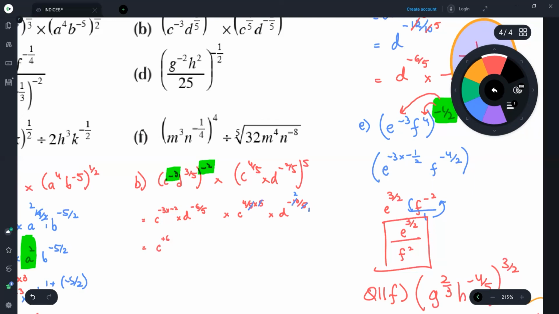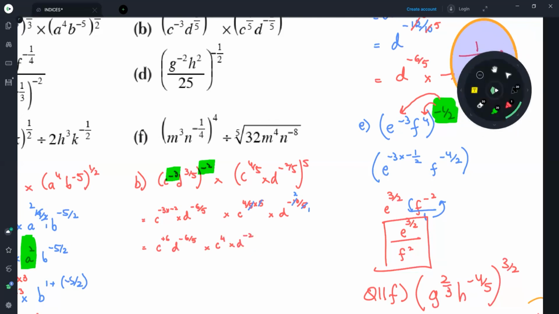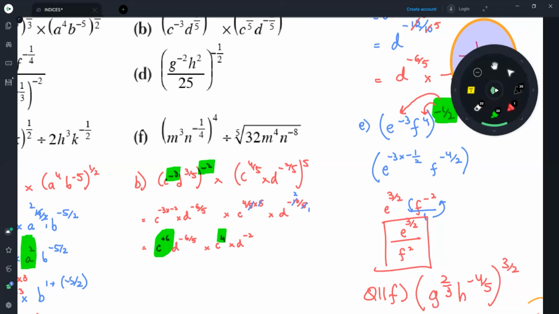Nine minus 3 to minus 2 is? Yeah, positive. And then d to the power minus 6 upon 5, multiplied by c to the power 4, multiplied by d to the power minus 2. Very good. Now you look at the bases. I have c and c. Are the bases same? Now be multiplied. Yes. Their powers would be added. So it's going to be 6 plus 4. And then I have d, which is minus 6 upon 5 and minus 2, and they are being multiplied. The powers are added.